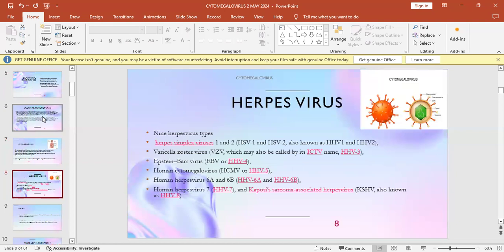Now, cytomegalovirus belongs to the herpes viruses. There are nine human herpes viruses: herpes simplex virus 1 and 2, varicella zoster virus, Epstein-Barr virus, human cytomegalovirus, which is also called human herpes virus 5, human herpes virus 6A and B, human herpes virus 7, and human herpes virus 8.